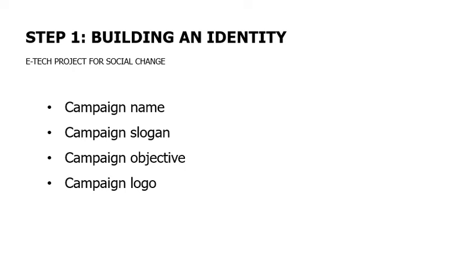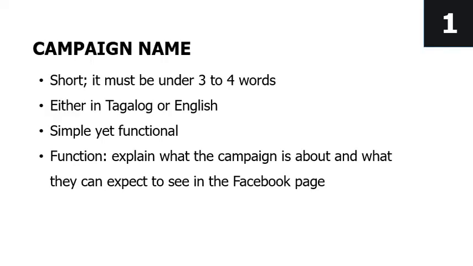So these are some tips and guidelines on how to write or create these tools for others or your audience to identify you as a campaign or as a social media movement. First is the campaign name. The campaign name should be short. It must be under 3 to 4 words. If your campaign name is more than 4 words, maybe you are actually working on a campaign slogan, not a campaign name. The campaign name needs to be short and simple because you need your audience to easily remember your campaign name.